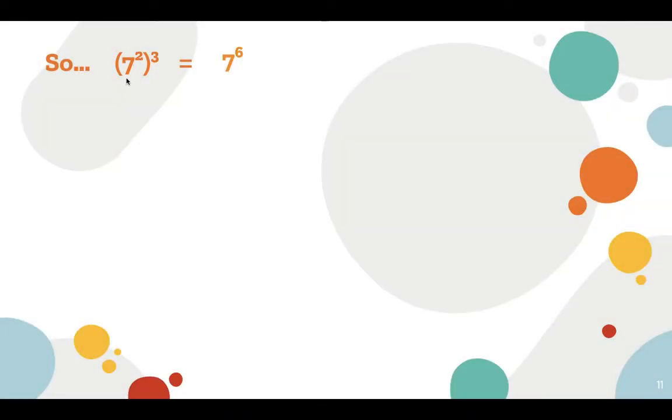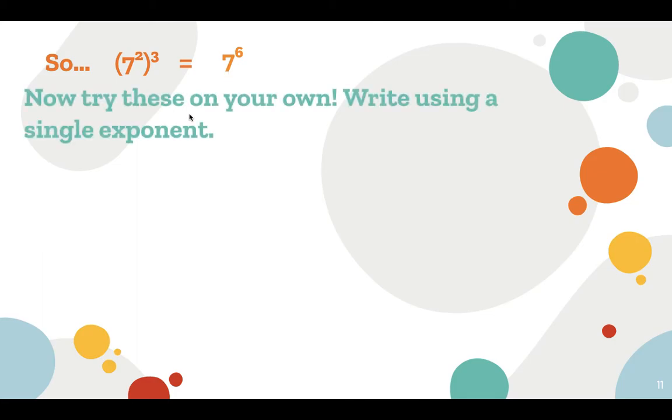All right, so if we have 7 to the 2nd power, all raised to the 3rd power, we're going to multiply our exponents. 2 times 3 is 6, so 7 to the 6th power. So now let's try these on your own, using a single exponent. So pause the video, try solving these 3.